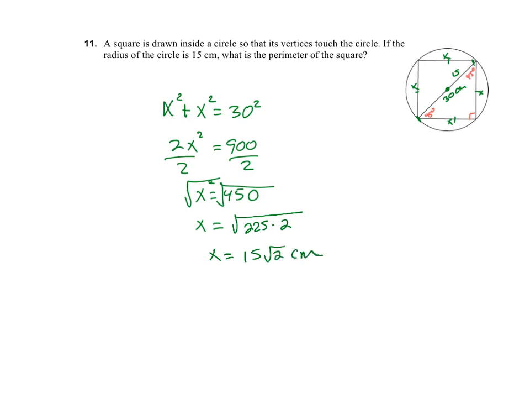So each side measures 15 square root of 2. So now my perimeter equals 4 times each side, so 4 times 15 square root of 2. So this is 60 square root of 2 centimeters. And that's it.